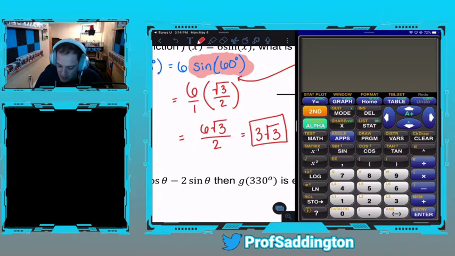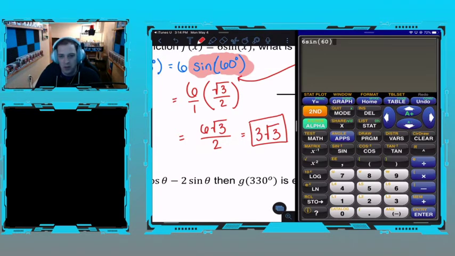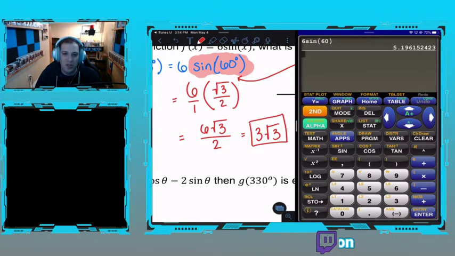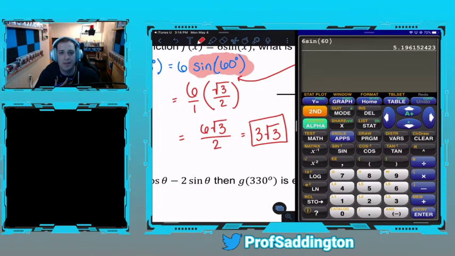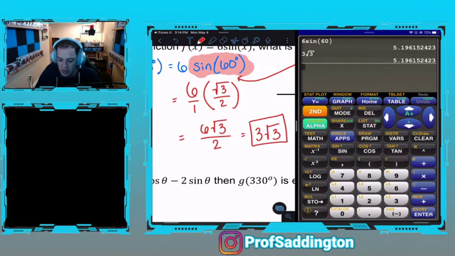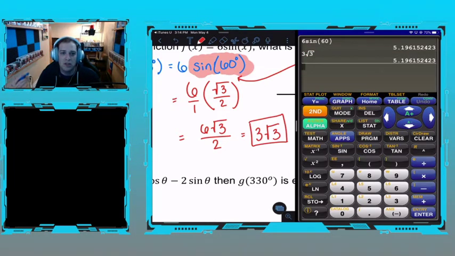So now I'm going to type in 6 sine 60. When you type it into your calculator, you do not have to put in a degree symbol. Your calculator does have a degree symbol, so you don't have to look for it, though. It's not necessary. And I'm just going to press enter. So it gives me that crazy decimal. I'm trying to check to see if I'm right. The only way I can check to see if I'm right is if I solved it by hand first. So I'm going to type in that 3 radical 3 that we got. And as you guys can see, our decimals are exactly the same.